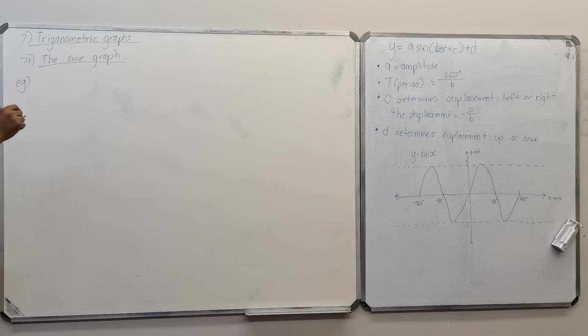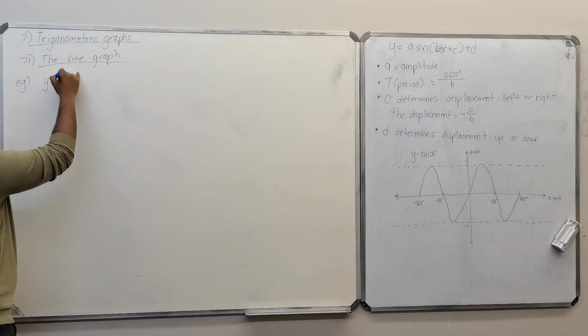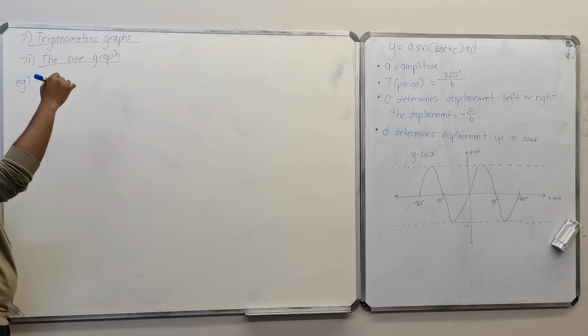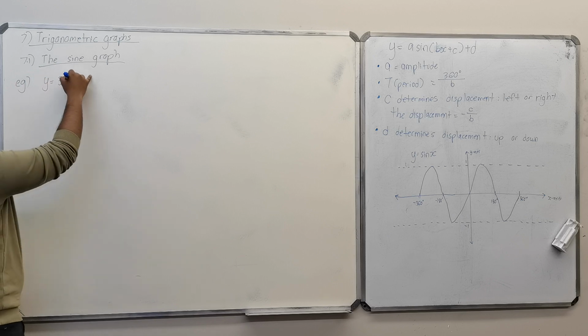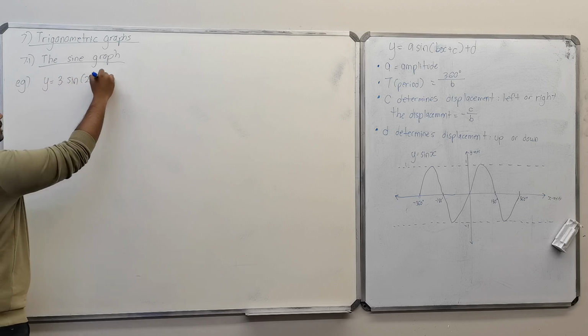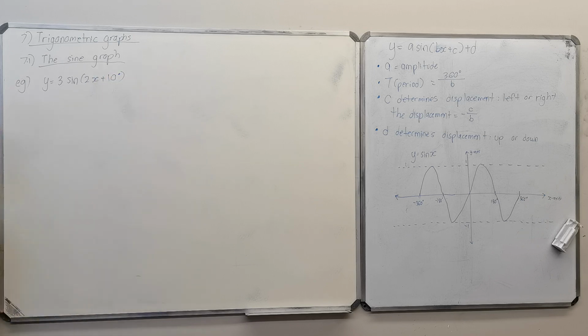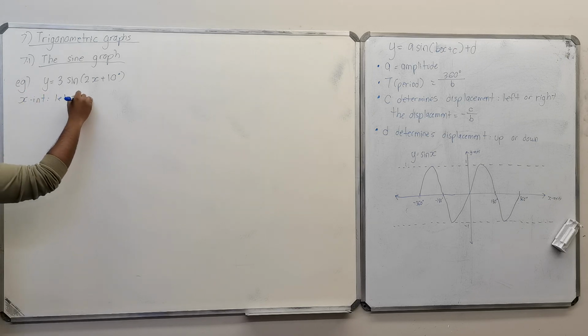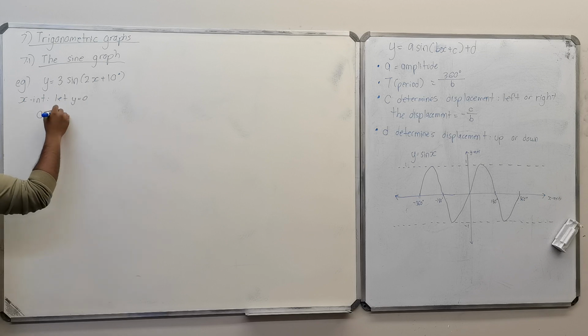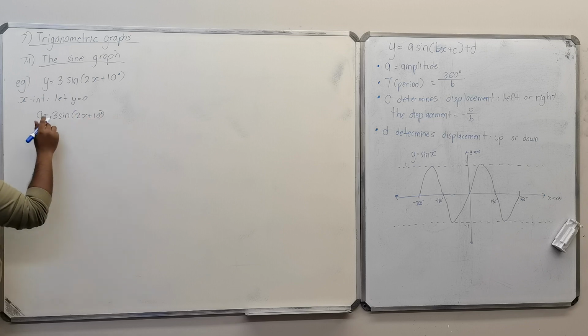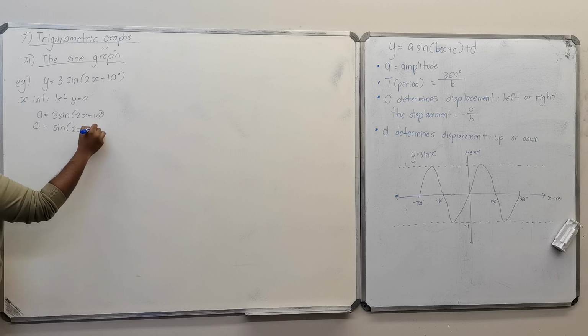So say you have y is equal to 3 sine 2x plus 10 degrees. So you'll say your x-intercept, let y equal to 0. So this will be 0 is equal to 3 sine of 2x plus 10. You divide by 3, you're going to end up with 0 is equal to sine 2x plus 10. So now we're going to look at our 0 points, right?